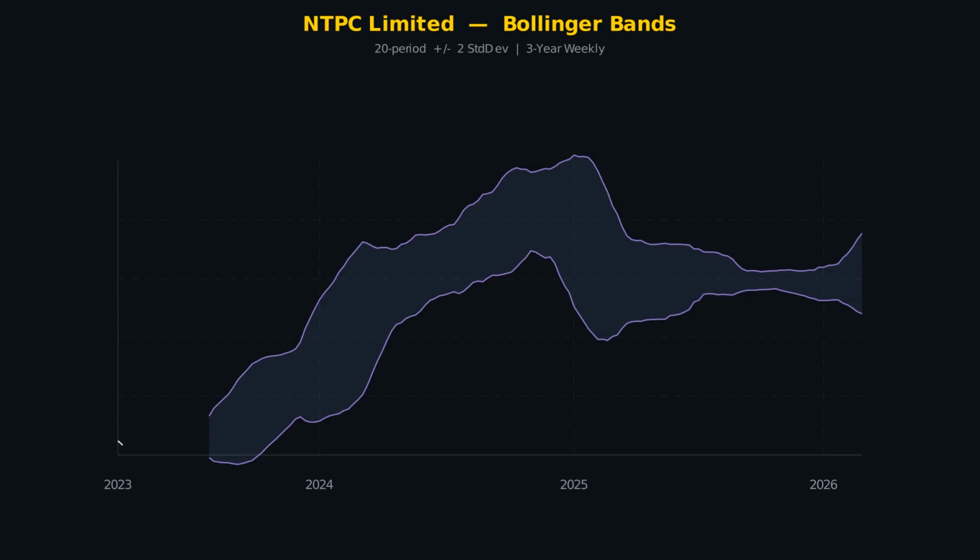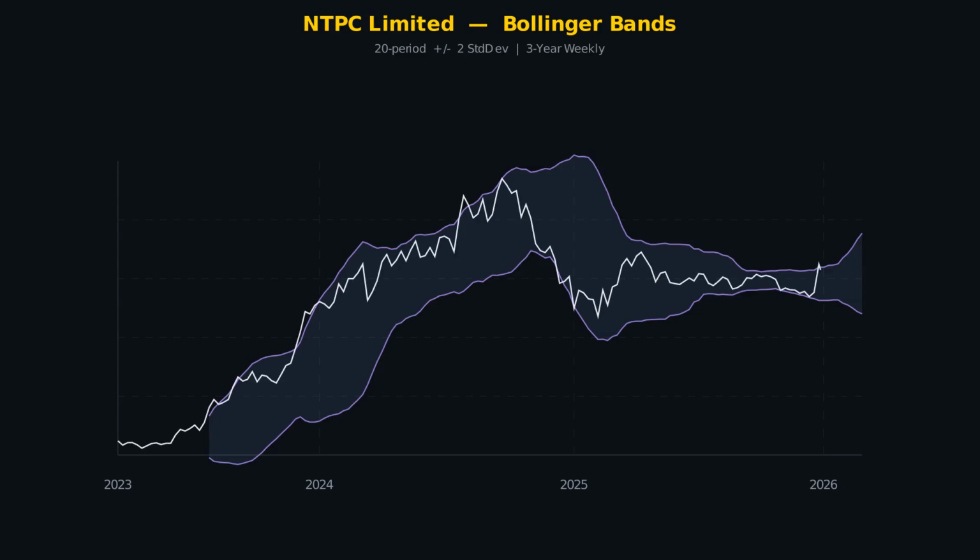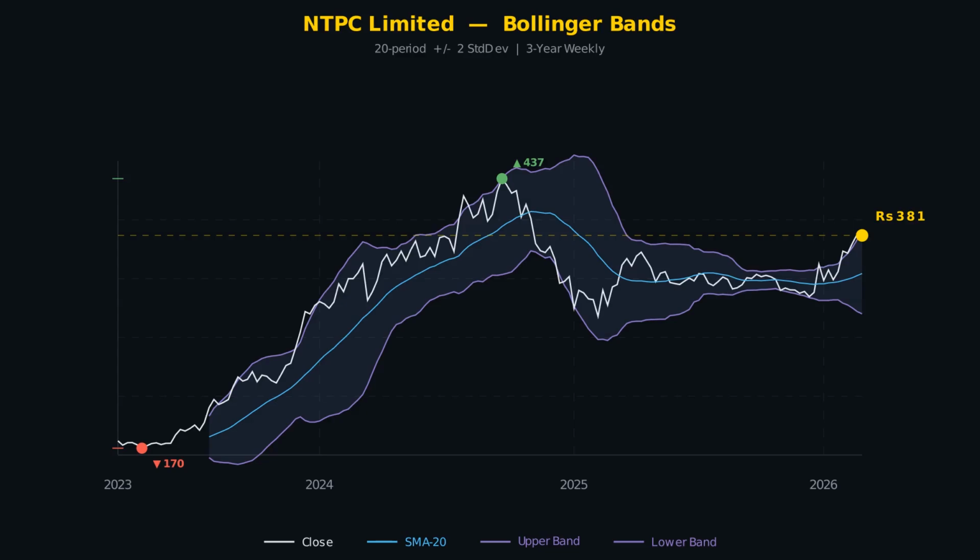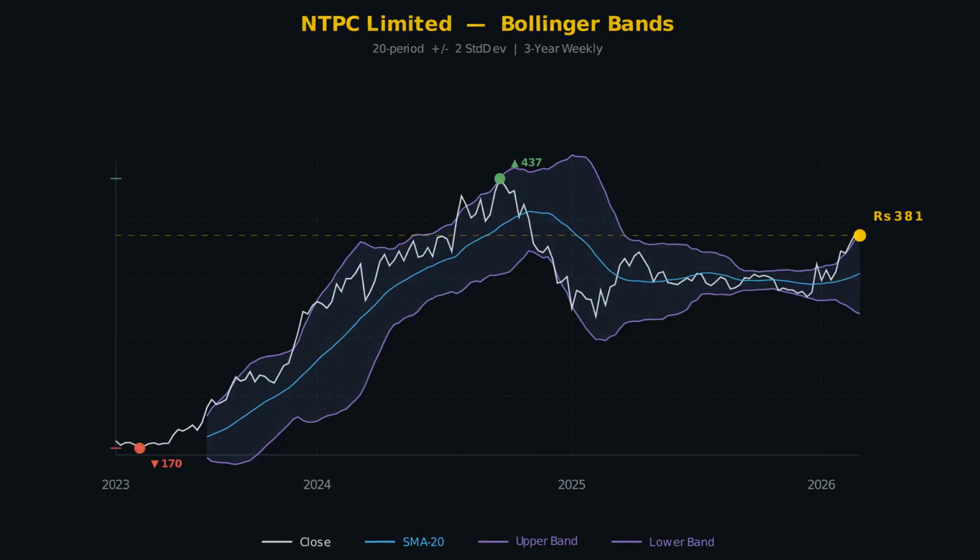Here is the Bollinger band chart for NTPC Limited. The shaded region breathes in and out with volatility. Currently, the bands show wide volatility at 20.9%. The price is inside the bands, consolidating. Notice how the price repeatedly bounces between upper and lower bands over this 3-year period. Each touch of a band is a signal.